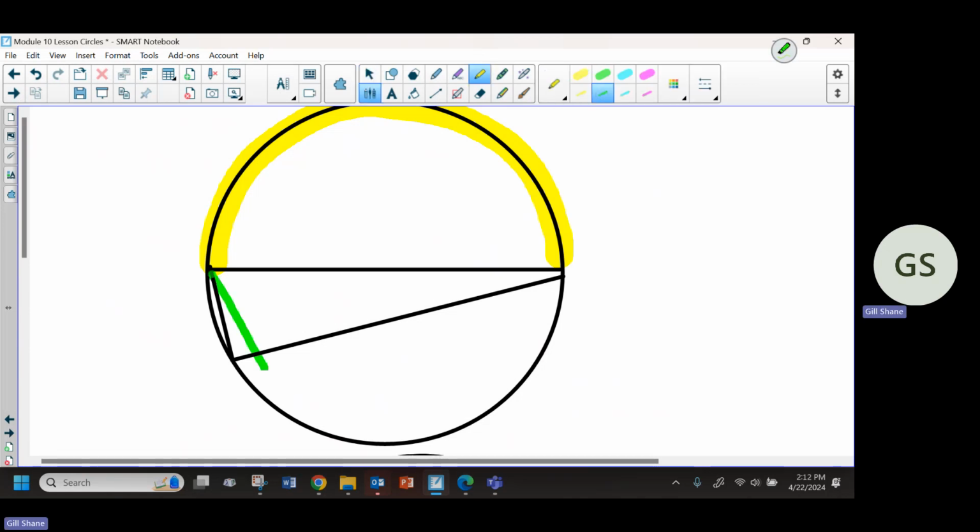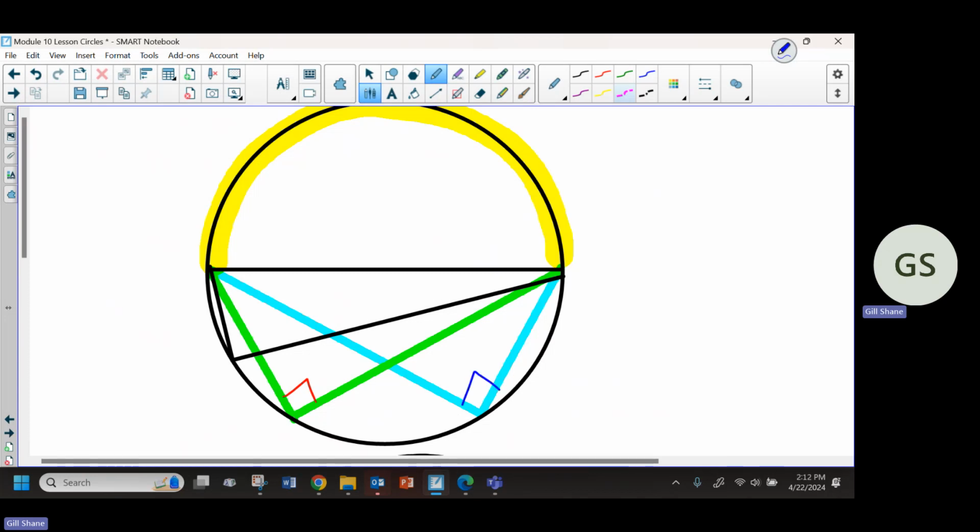So if I draw in from here to here, and then from here to here, well, again, that's got to be 90 degrees because the arc is 180. That yellow arc is still the arc associated with those green lines. We do it again. Let's do it in blue. So if I draw in from here to here, and then from here to here, well, again, that arc associated with those blue lines is the yellow arc. Well, if I know that yellow arc is 180, then that inscribed angle has to be 90.